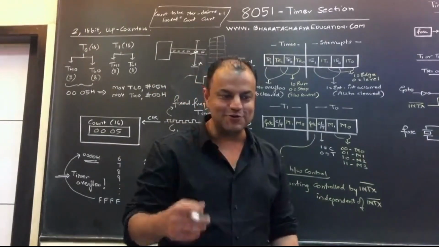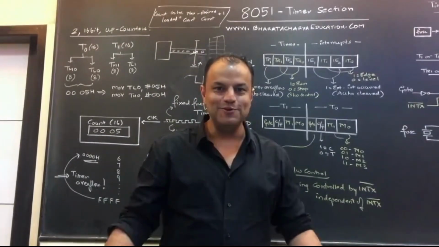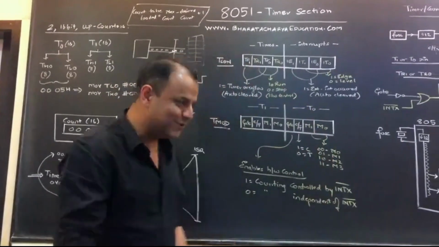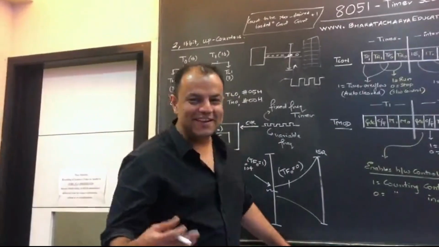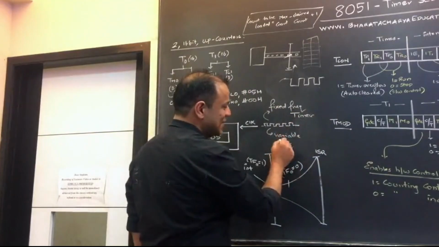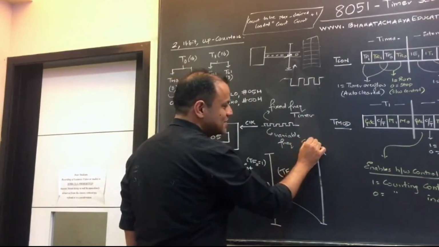Tell me, did you understand? You're standing at a station, trains are passing. You don't know what's the frequency at which they'll pass. So you're working as a counter. Are you clear? So if the frequency is fixed, you're working as a timer. If the frequency is variable, you're working as a counter.